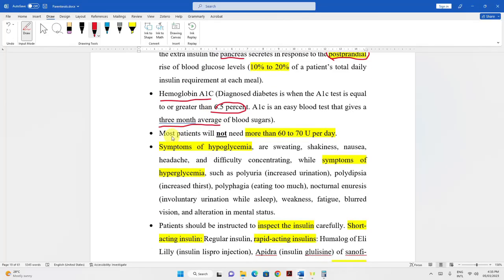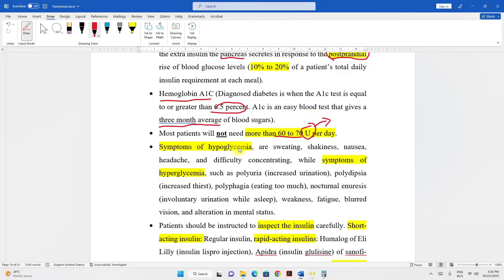Normally, most patients will not need more than 60 to 70 units. Pay attention here, it's not milligrams or anything. I'm talking about units because a unit is an activity. Okay, for insulin we have different types of insulin. What we are really interested in is the activity of insulin, how much it can do, and this is measured by units.